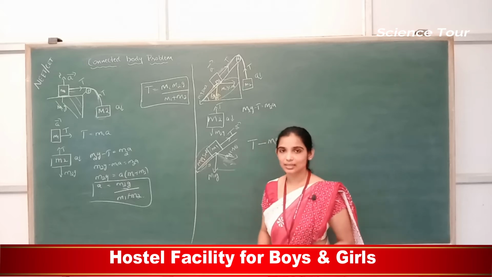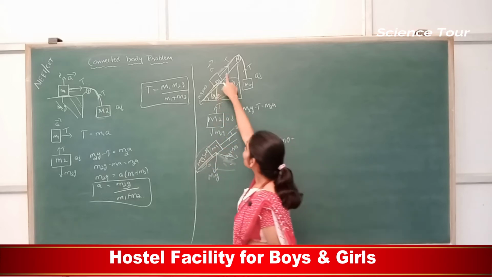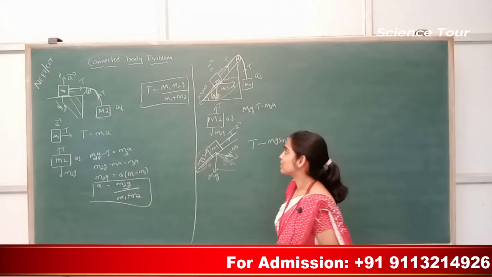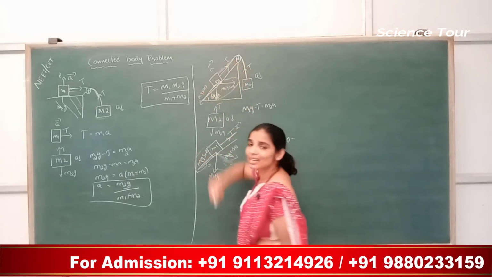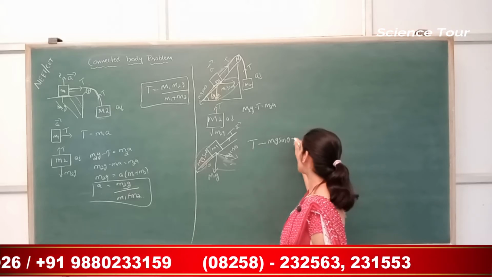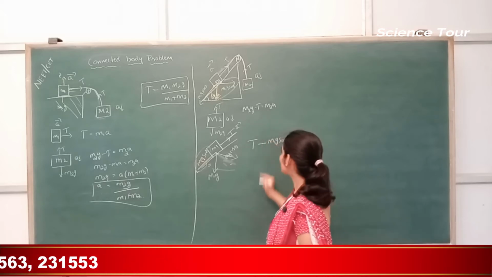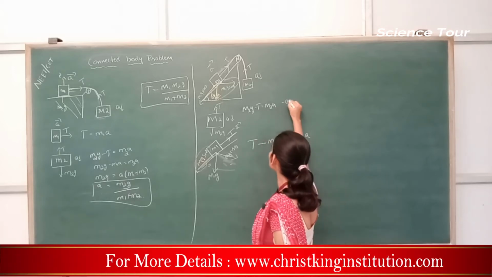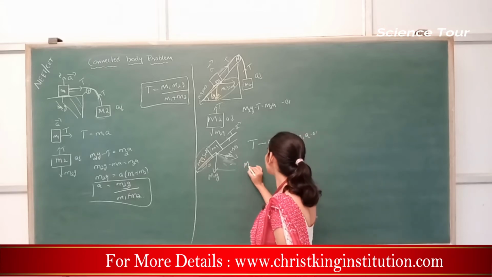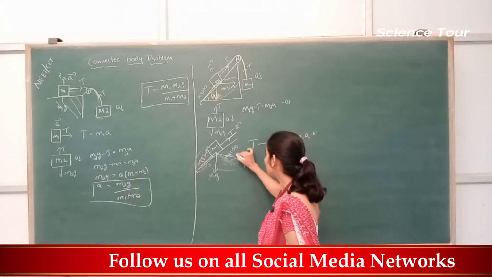Am I correct? m1 into g sin theta is not balanced because this body is accelerating in that direction. So T minus m1 into g sin theta is equal to m1 into a. So from equation 1 and 2, this is equation 1, this is equation 2. When you solve this, what do you get? You should add 1 and 2.